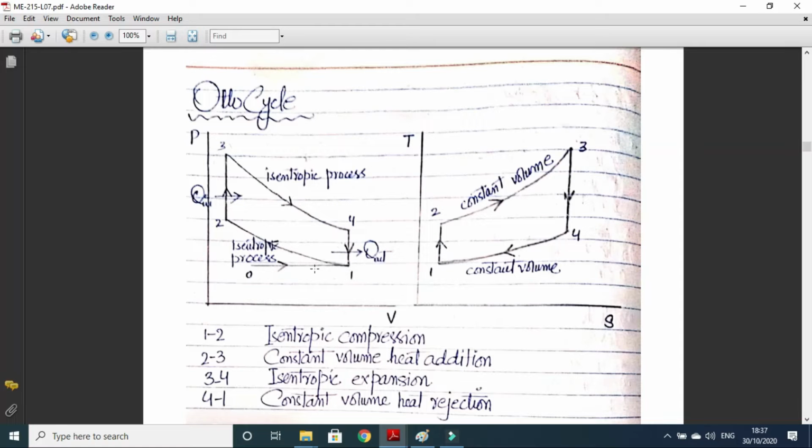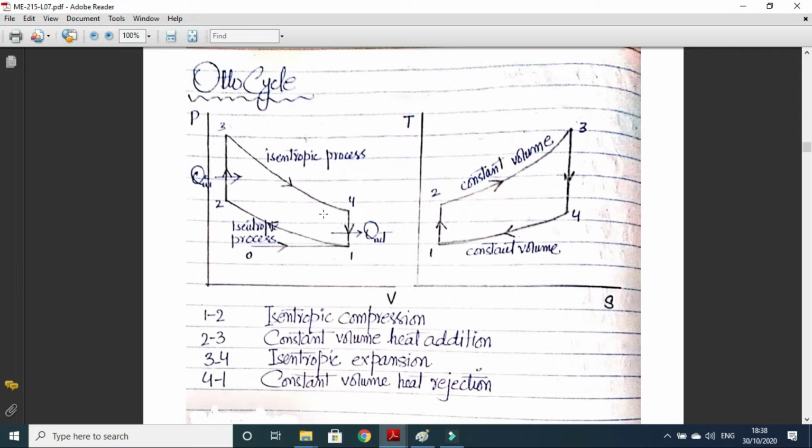Otto cycle. In the Otto cycle, we have 1 to 2 isentropic compression, 2 to 3 constant volume heat addition, 3 to 4 isentropic expansion, 4 to 1 constant volume heat rejection. So 4 to 1 is a constant volume, so V4 will be equal to V1, and here the piston will be at bottom dead center. So V1 is equal to V4 is equal to VBDC, bottom dead center.